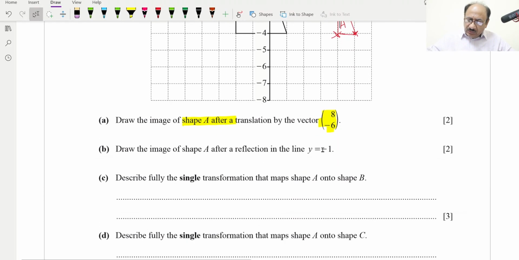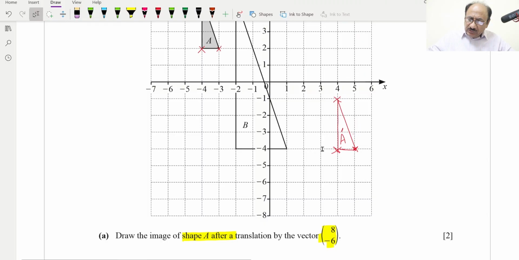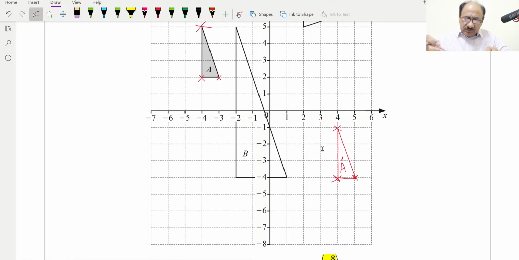of A. Then they're saying draw the image of A after reflection in the line y is equal to minus 1. Y is equal to minus 1 will be which line? If I draw y equals minus 1, it will be this line, and the reflection of this triangle we can draw 2 units. So the first point will be basically 3 units, so this point, and the second will be this one, and the third will be 3 units, this one.